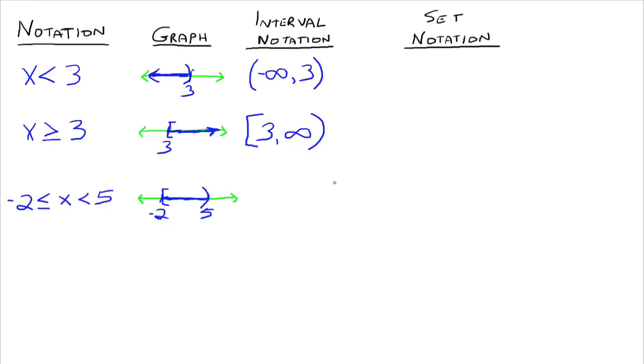Right? And then interval notation would look just like that. You have a bracket, negative 2, comma, 5, parenthesis. Right? Interval notation. One more I want to do on interval notation, and then we'll briefly go through the set notation.